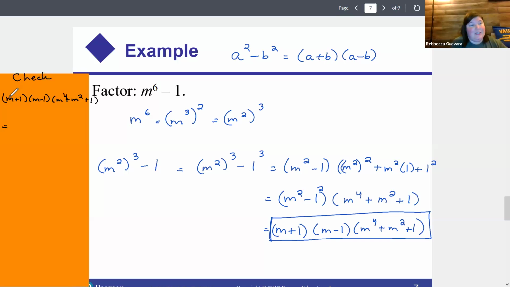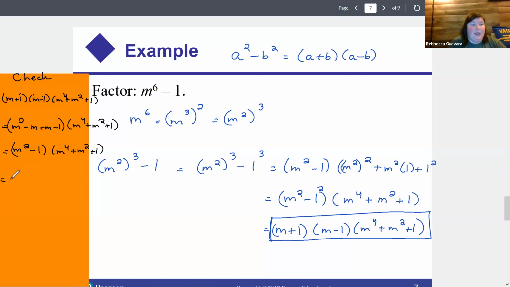Like I said, I'm not going to do this in every case, but if I do this, I have m times m, or m squared, minus m, and then plus (m minus 1) times 1, which is m minus 1. So that's just these two together. So we have m squared minus m plus m minus 1, and multiply that by m to the 4th plus m squared plus 1. So we know that's (m squared minus 1)(m to the 4th plus m squared plus 1).